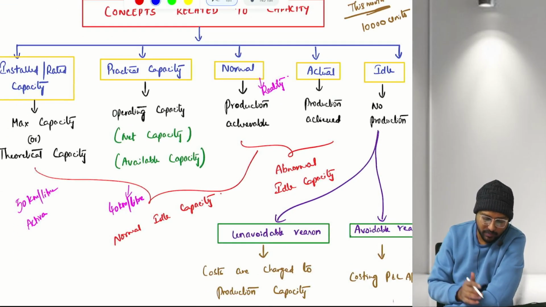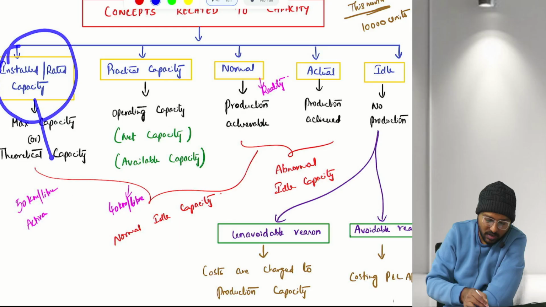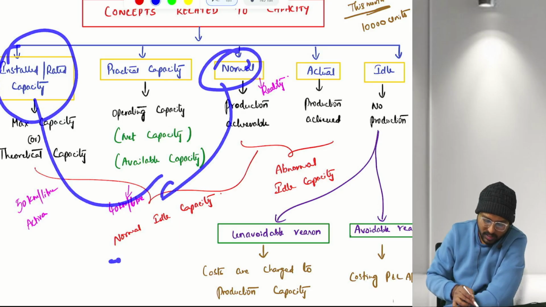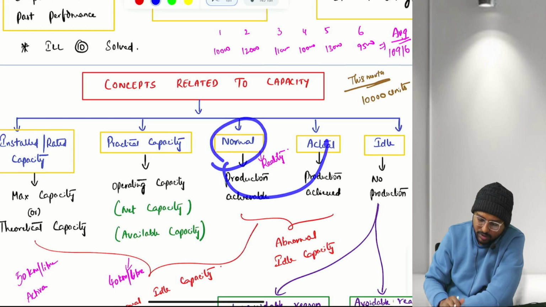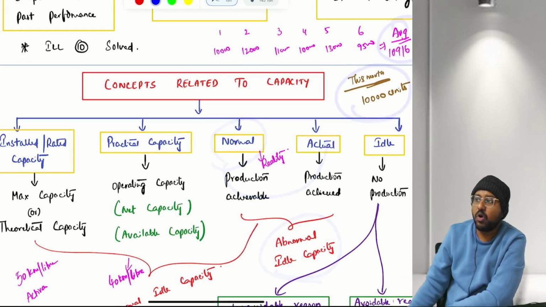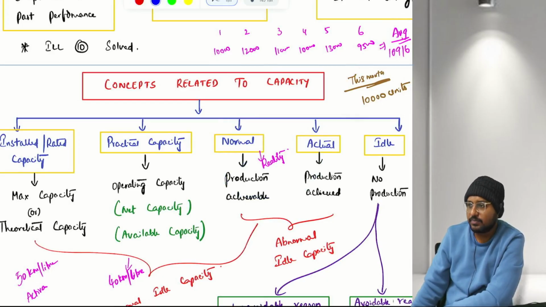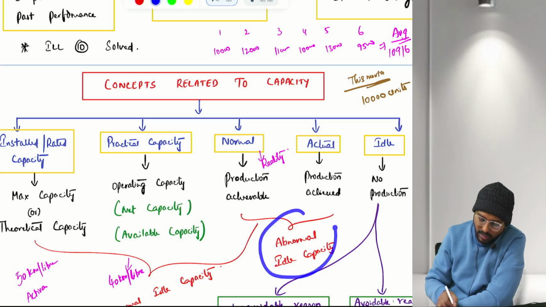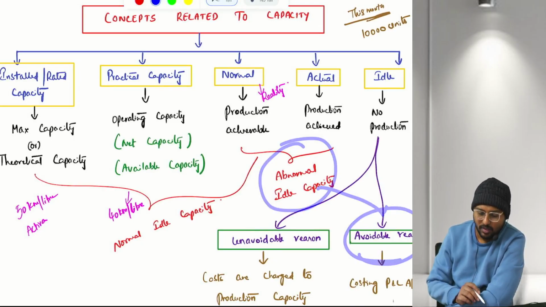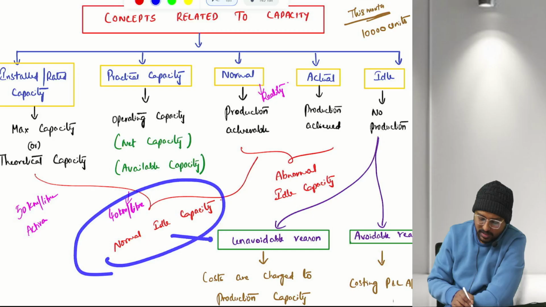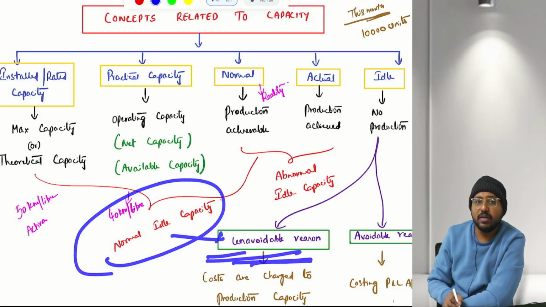So that is why the difference between installed and normal is what? Normal idle capacity. The difference between normal and actual, this is normal, this is actual, which we call as what? Abnormal idle capacity. Remember, abnormal idle capacity is nothing but avoidable reasons. Normal idle capacity is nothing but unavoidable reasons.